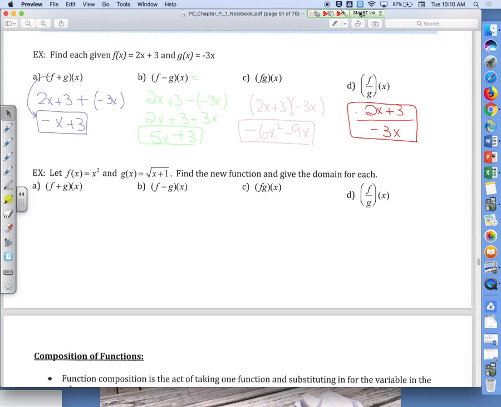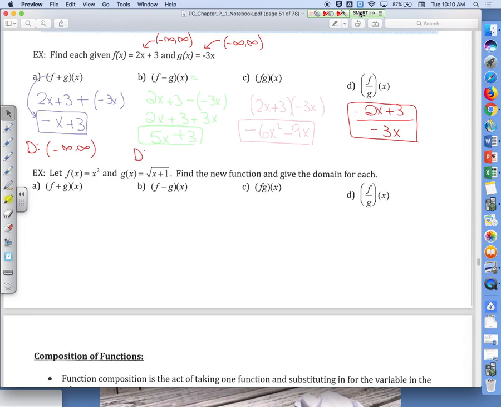Now they talk about the domain a little bit. And what they're saying is, find the domain for each. So f of x is 2x plus 3. The domain for that, you can put anything you want in for x. Right? No values that would give you square root of a negative or dividing by 0. Same thing with this function, g of x. Your domain is everything. Negative 3, you can multiply by any number there, you'll get a real number. So when I add the two functions together, my new domain is the same thing. It's just their intersection, negative infinity to infinity, what they have in common.